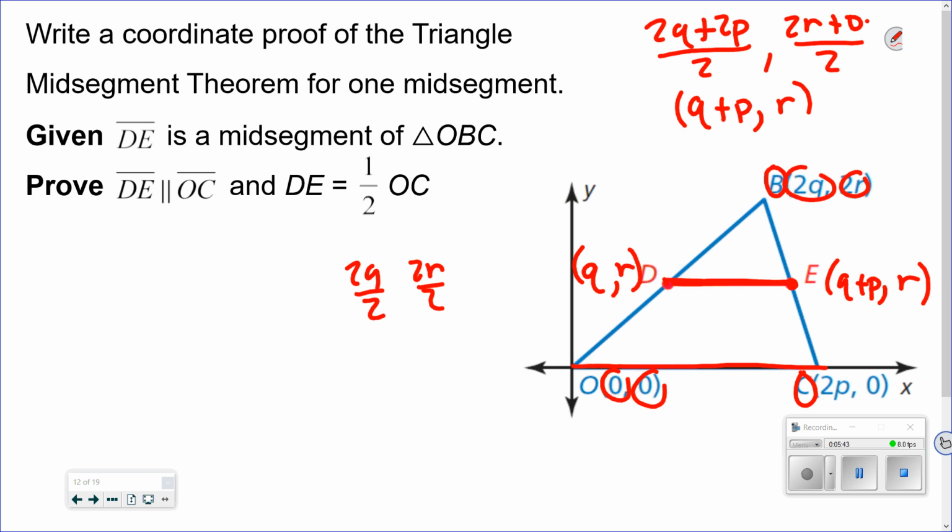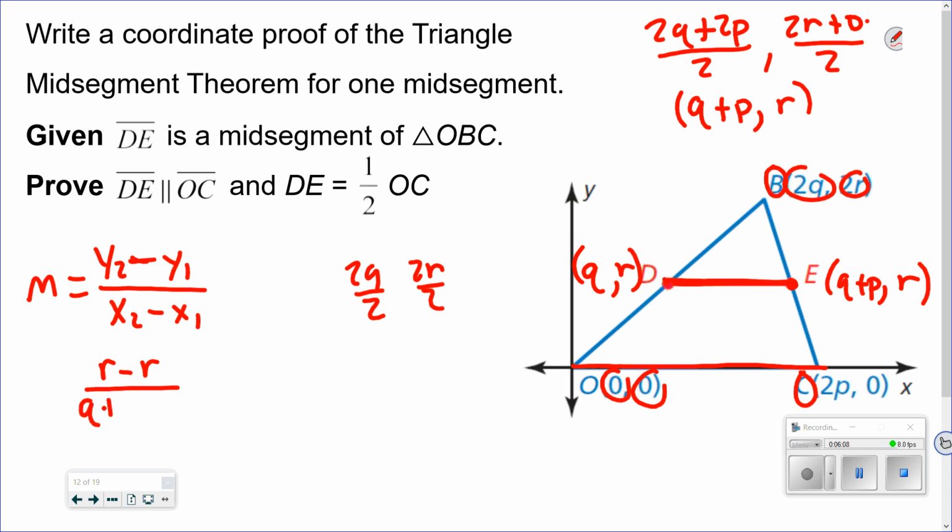Okay, now I'm going to find the slope. Remember, this is our slope formula. The slope is equal to, you subtract the y's on top, y2 minus y1, over, and you subtract the x's in the bottom. So let's do that. We want to find the slope of DE. On top, I have r minus r, over, on the bottom, I have q plus p minus q.